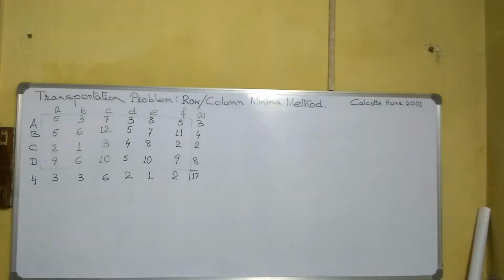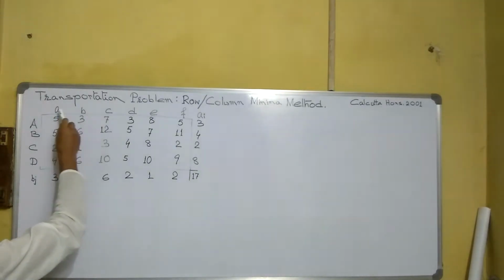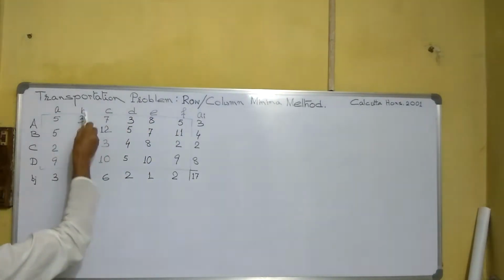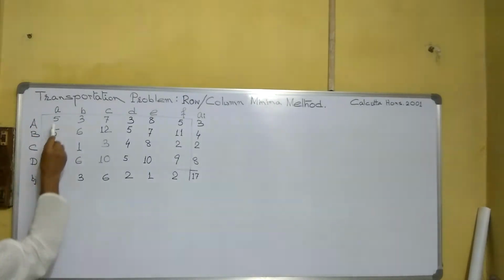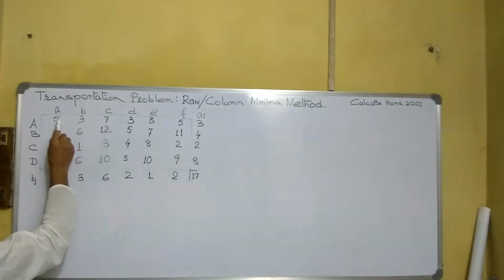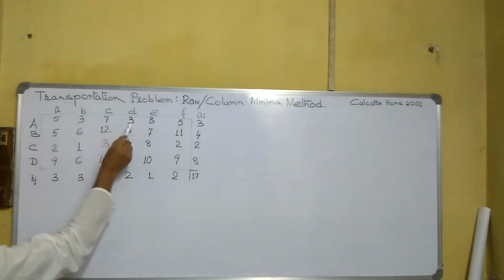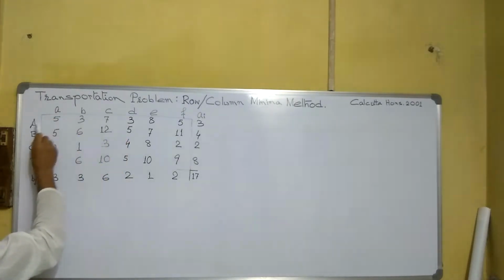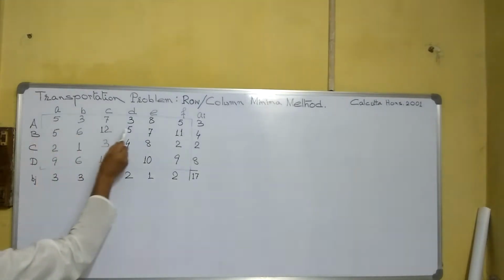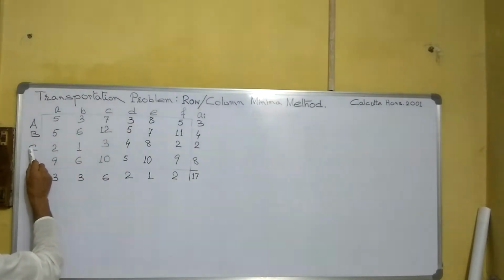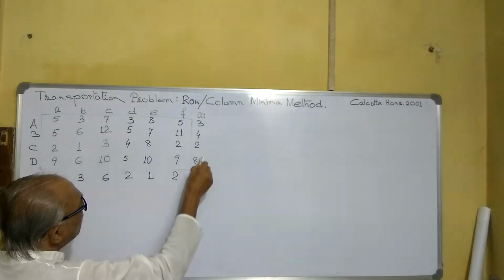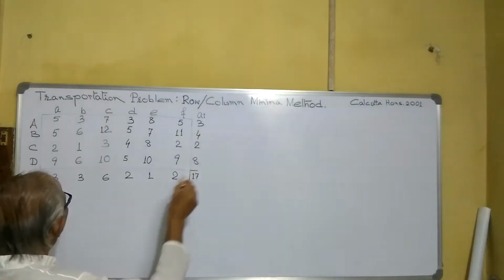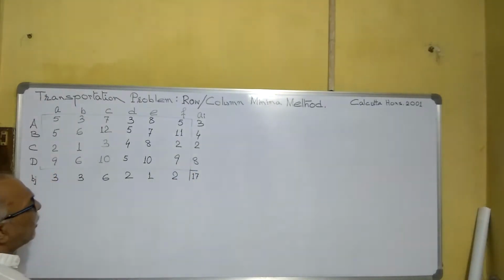As you are knowing, these are the A, B, C, D, E, F. These are the destinations and these are the origins. These are expense per unit. From A to A it will be 5. From A to D it will be 3. From C to B it is 1, like this. And these are the available things and these are the requirements.